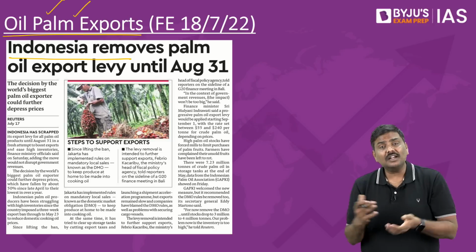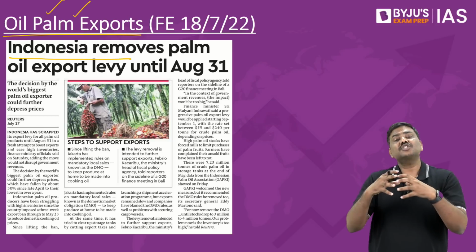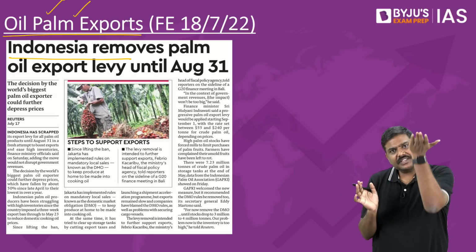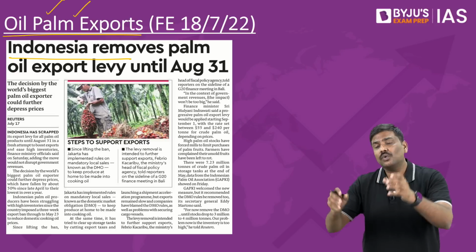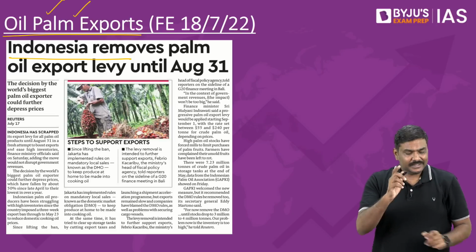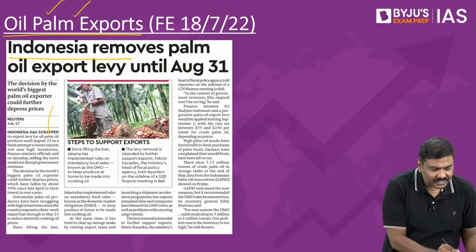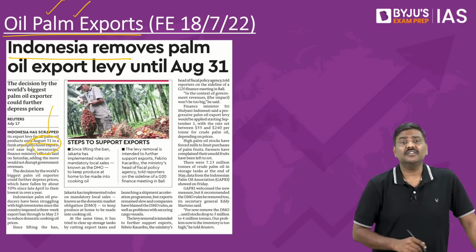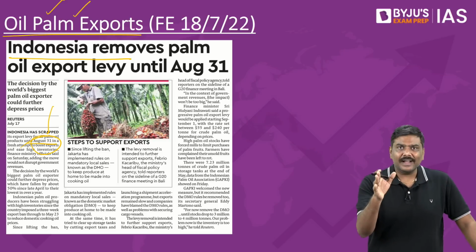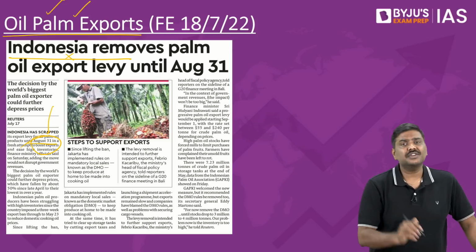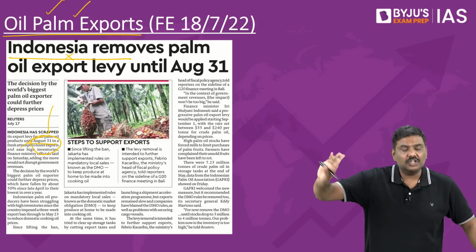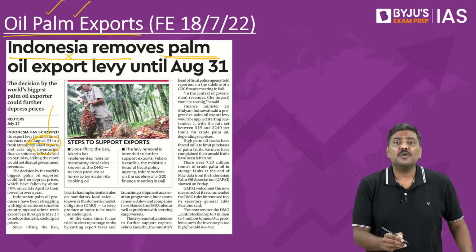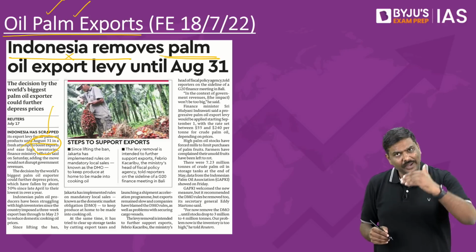Now, as a result of this, what has happened? The stocks within the domestic market have increased. Now, there is a concern over a huge amount of stock. That is the precise reason very recently the government of Indonesia has announced that till August 31st, till the end of the month of August, these export restrictions will be loosened, will be withdrawn. Right, and as a result of this, we expect the exports of palm oil from this country to increase.